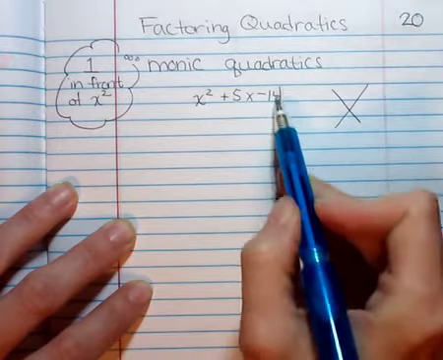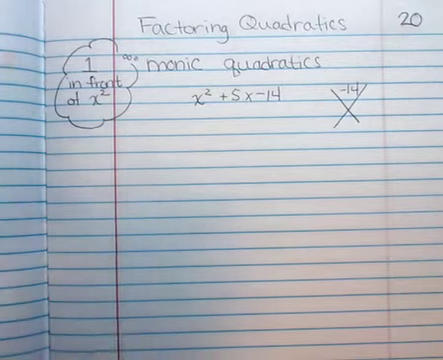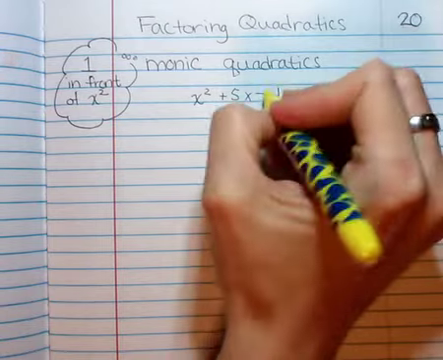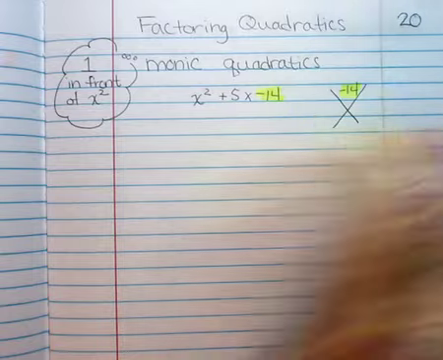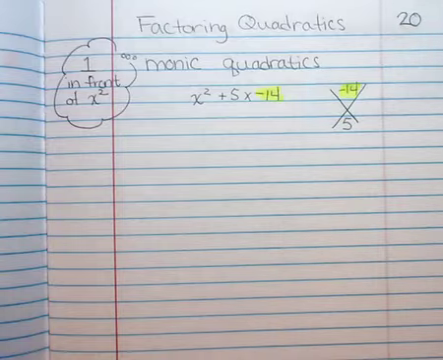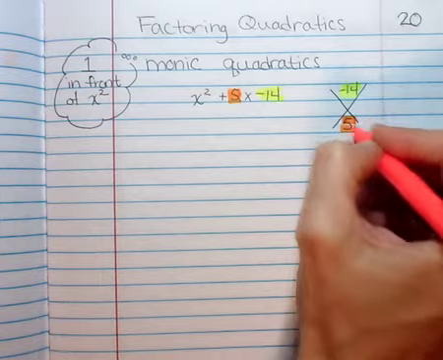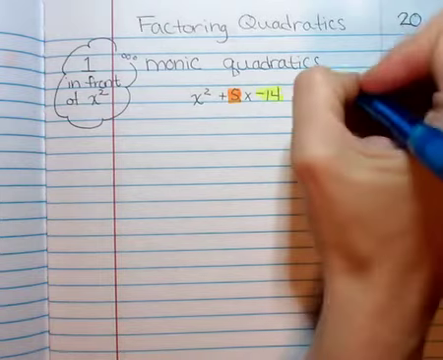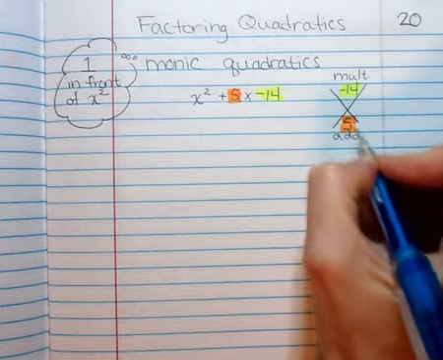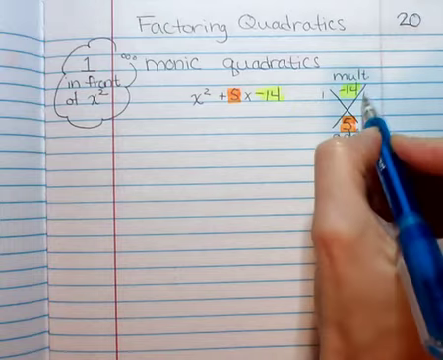And remember that the negative 14 goes on top of our factor puzzle. And I'm just going to use a highlighter to help show where those numbers are coming from. So the negative 14 went on the top of our factor puzzle, and the positive 5 goes on the bottom of our factor puzzle. All right, so that's where those numbers came from. And remember that we need two numbers that multiply to give us negative 14, but add to give us the positive 5. So start listing your factors of 14, 1 and 14.